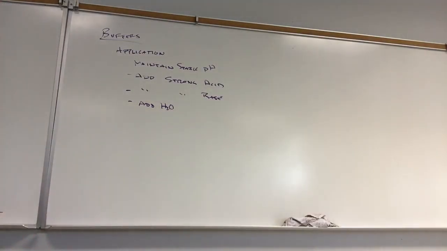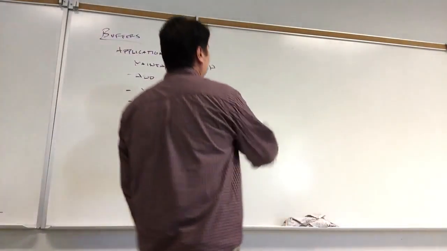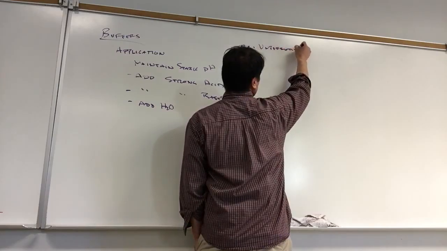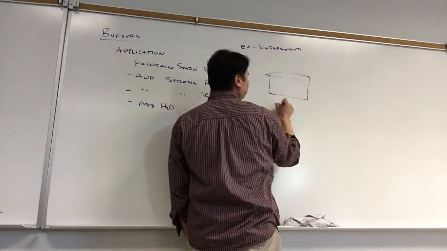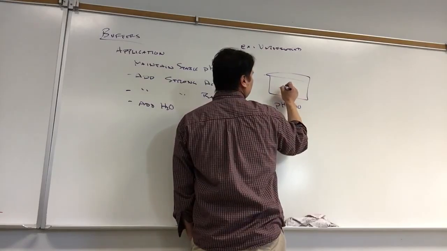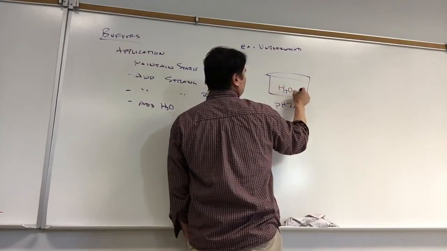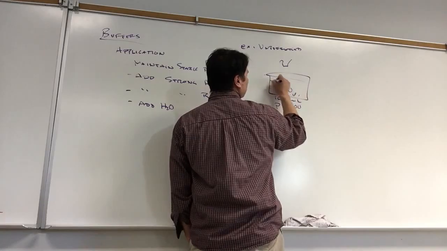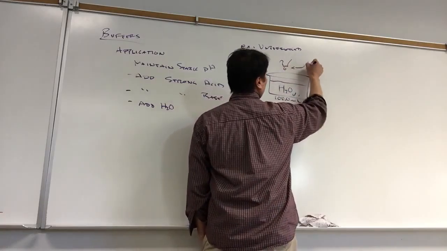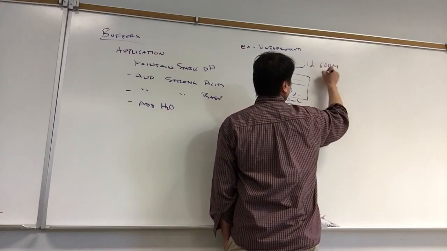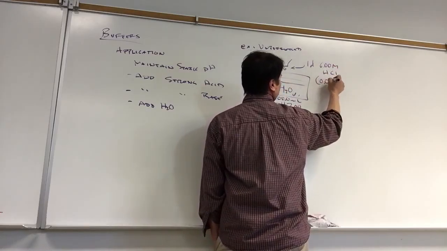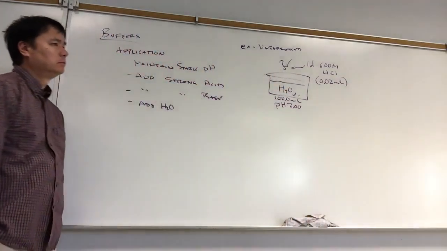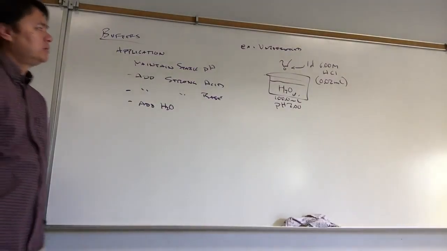And so let's first look at an unbuffered solution. An example of an unbuffered solution would be just DI water, or distilled water, or just pure water. If we have pure water, pH should be 7.00. And so what we're going to do is take 100.0 milliliters of this water and add 1 drop of 6.00 molar HCl. 1 drop, we're just going to say, is about 0.02 milliliters. And so what's going to happen to our pH?